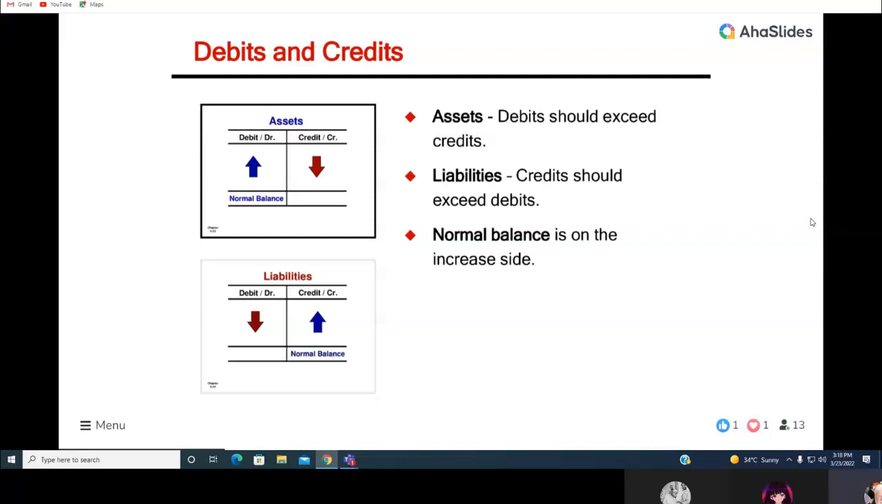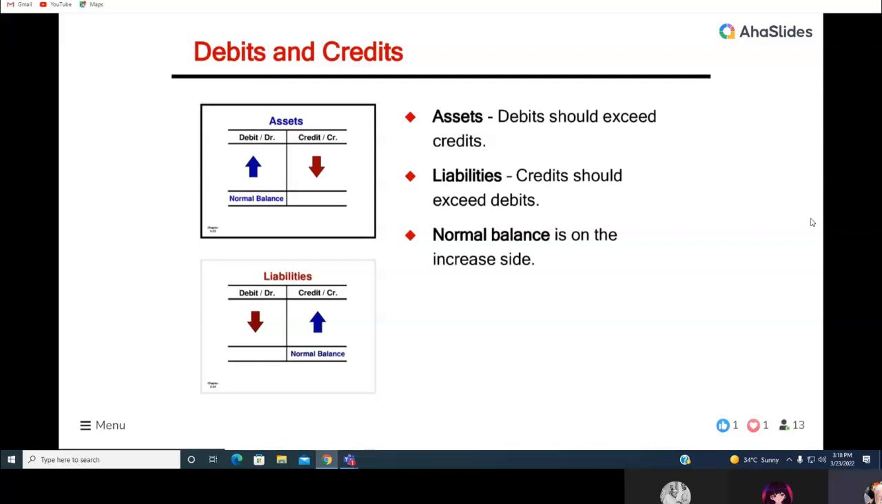Now the opposite is the same. If an asset account decreases, we record it on the right side, the credit. If a liability account decreases, we record it on the left side. We don't do increases and decreases anymore. We simply record increases in assets on the left side, decreases in assets on the right side.